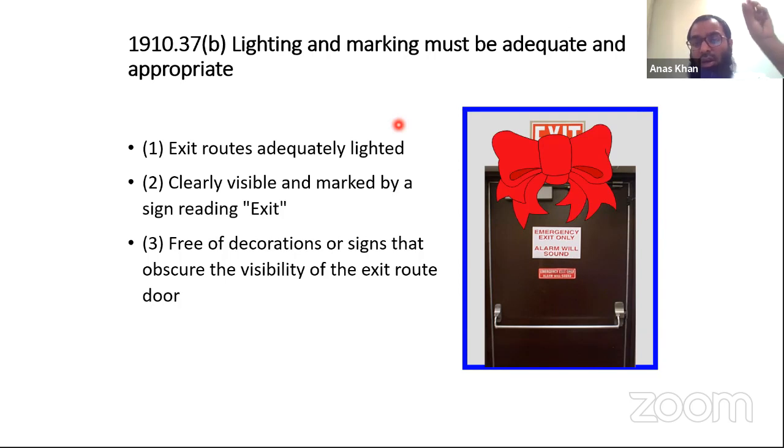There is a red light going on in the emergency lighting because it is charging. When you take out the plug, this emergency light will turn on, right? If you want to check. So it should have self-supporting lighting. The exit sign must be clear.